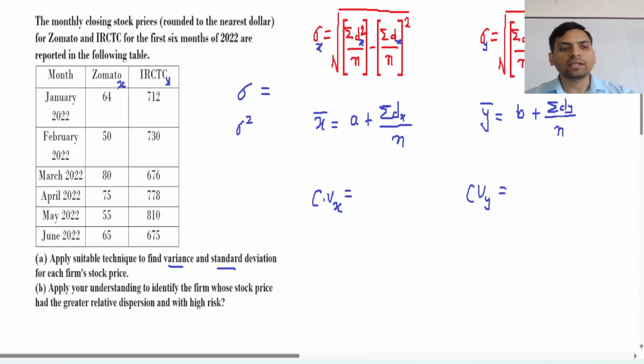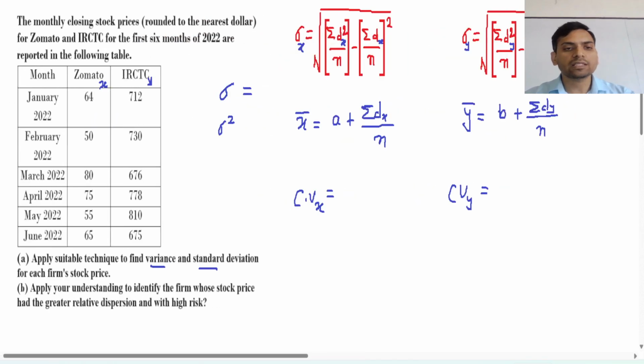In second part apply your understanding to identify the firm whose stock prices had greater relative dispersion. Greater relative dispersion means greater variance, and if the variance is high then risk is also high. So in these two values, if the coefficient of variance of X is higher than CVY, so this first is comparatively more risky. This means Zomato will be more risky. So first we need to find this sigma X, sigma Y, X bar, Y bar.